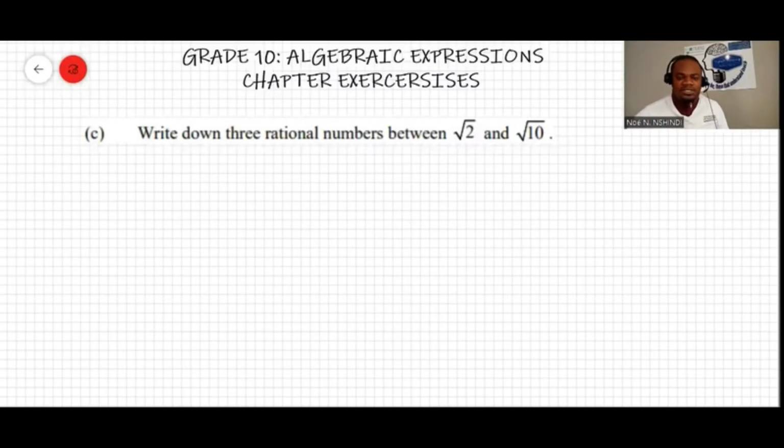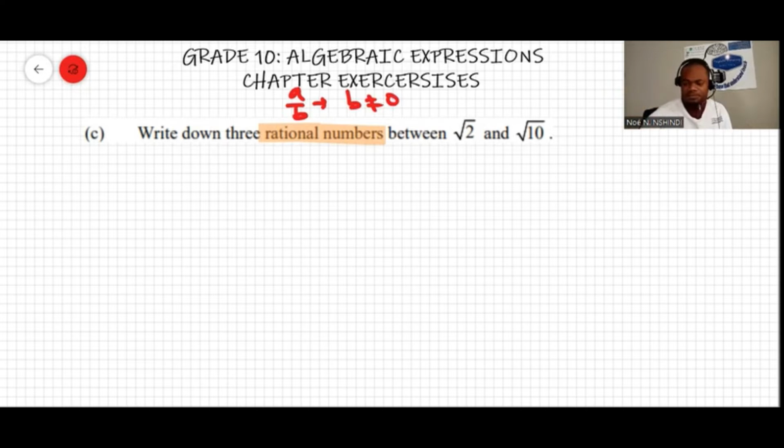Now the question says, write down 3 rational numbers between square root of 2 and square root of 10. It is important to note that rational numbers are all those numbers of the form that can be written as a over b.